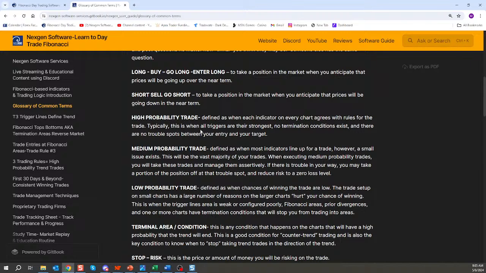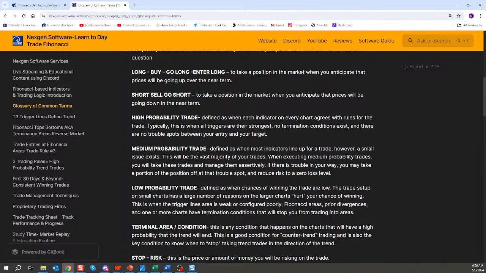Your high probability trend trade will take you to a medium probability trade. Your ability to read charts will take you to that next level. And a medium probability trade, where I'm going to give you a plan for one of these as well, is defined as when most of the indicators line up for a trade. However, a small issue exists. Your ability to read your charts is going to identify the small issue, and you're going to determine whether or not it's enough of an issue to keep you out of the trade.